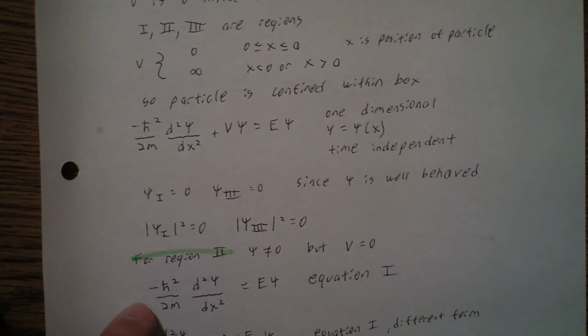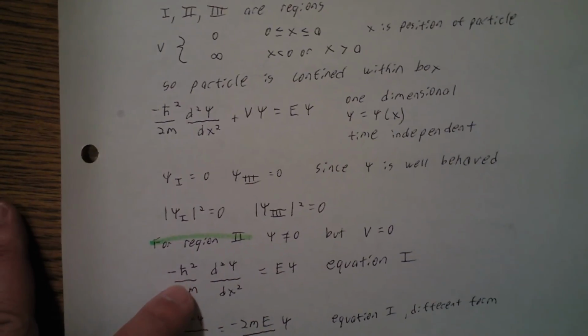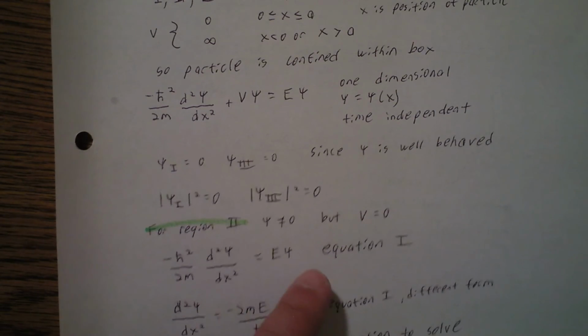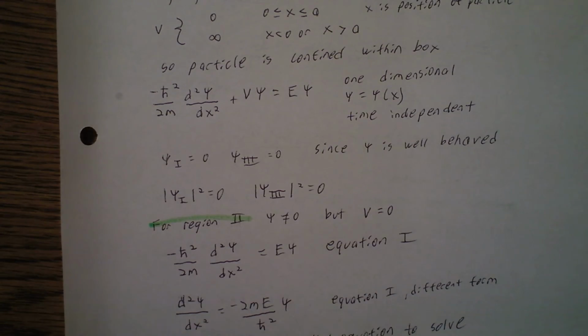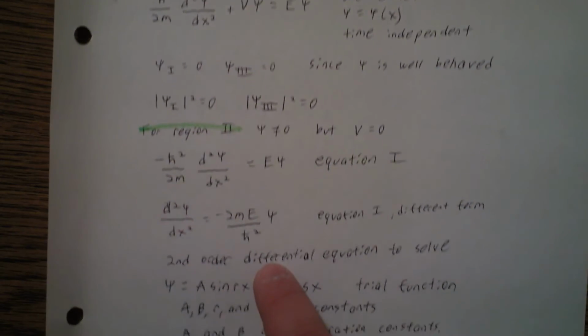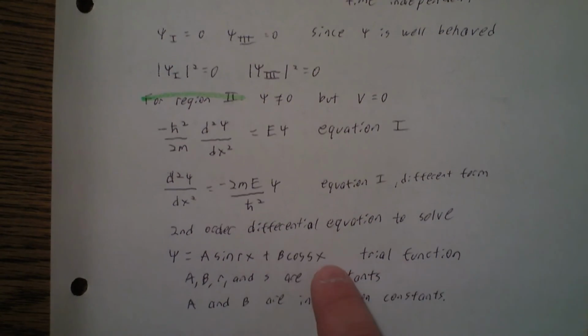So we're going to start out with minus h bar squared over 2m times the second derivative of psi with respect to x is equal to energy times psi. We'll call that equation 1 for now. Now we get the second derivative of psi with respect to x is equal to minus 2 times the mass times energy divided by h bar squared times psi. And this is equation 1 just written in a different form. Now that is a second order differential equation that we need to solve.